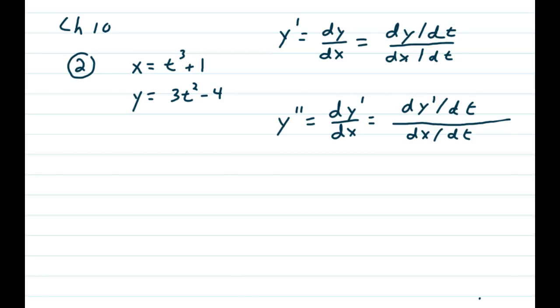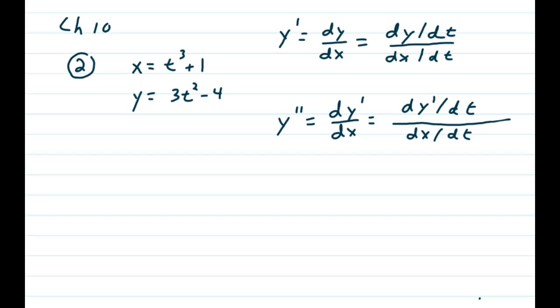Chapter 10, Problem 2. X is equal to t cubed plus 1. Y is equal to 3t squared minus 4. In order to find the second derivative, we of course need to find the first derivative. So y prime, written as dy/dx, is a formula that looks like dy/dt over dx/dt, which kind of makes a little bit of sense because those dt's could cross out, leaving dy/dx.